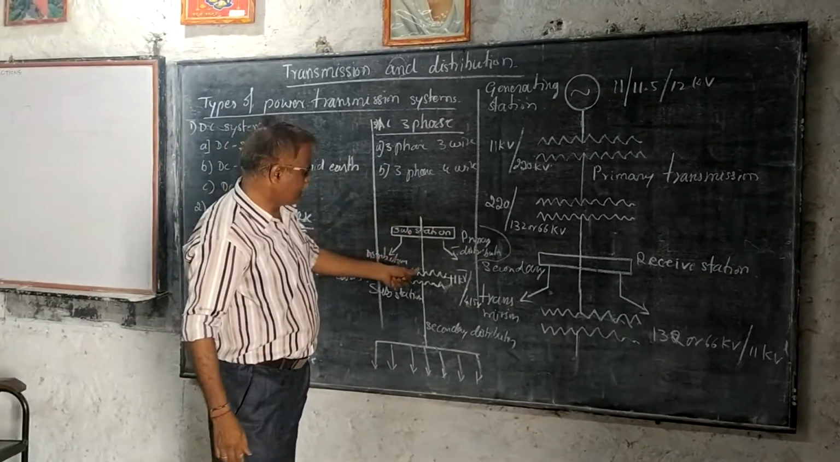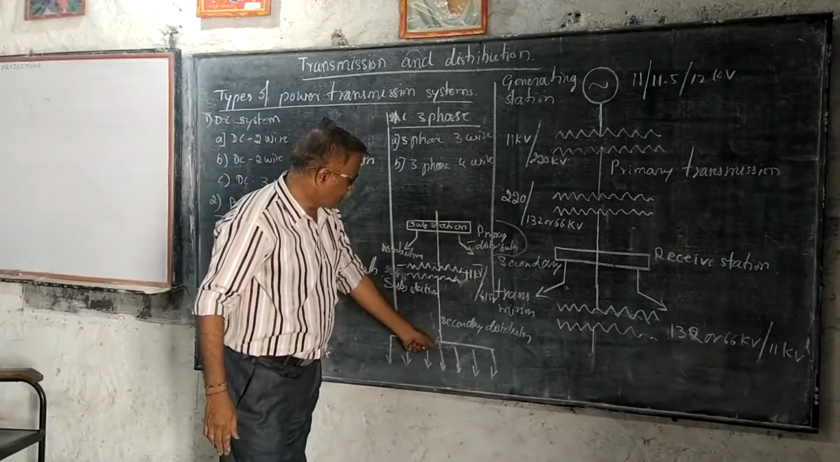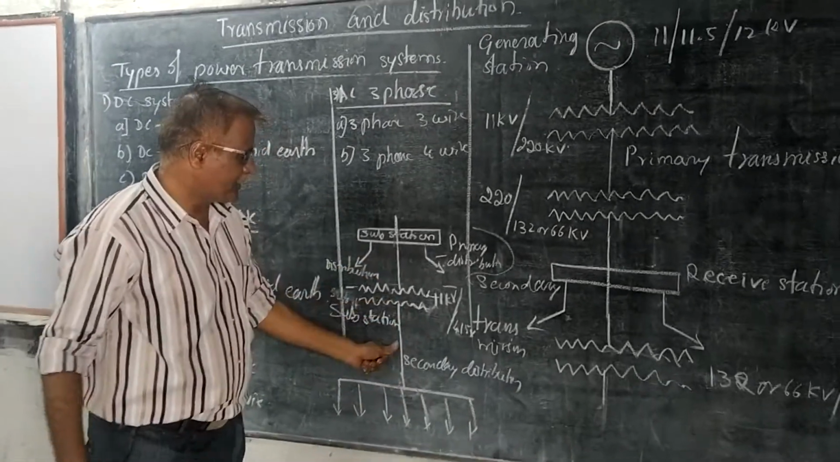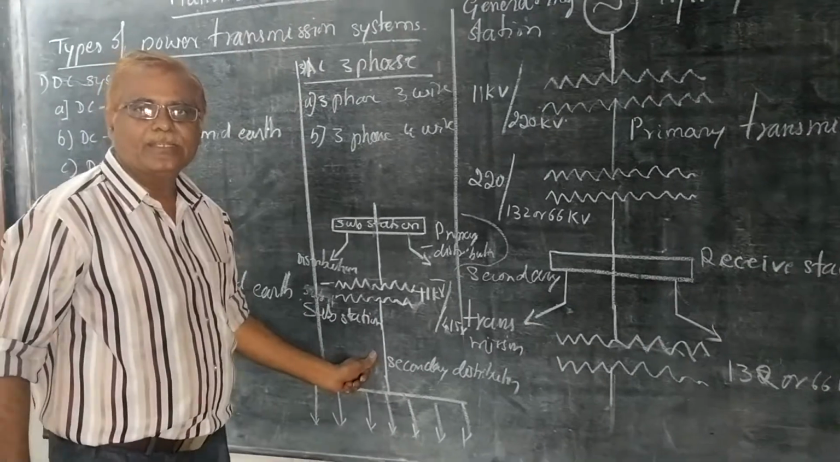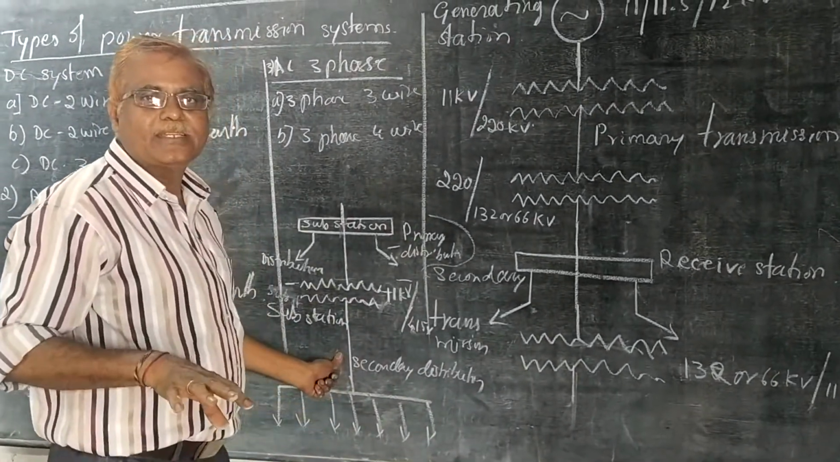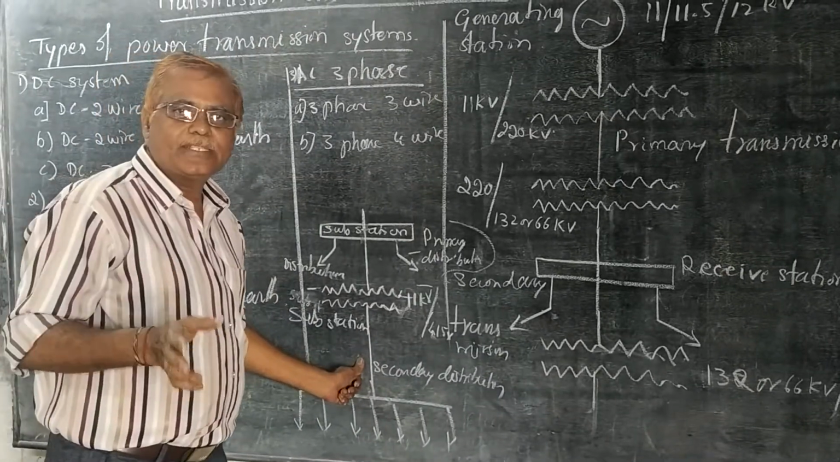From the substation up to the secondary distribution, this part is called the distributors. In the distributors, the current is different, but the voltage is the same.